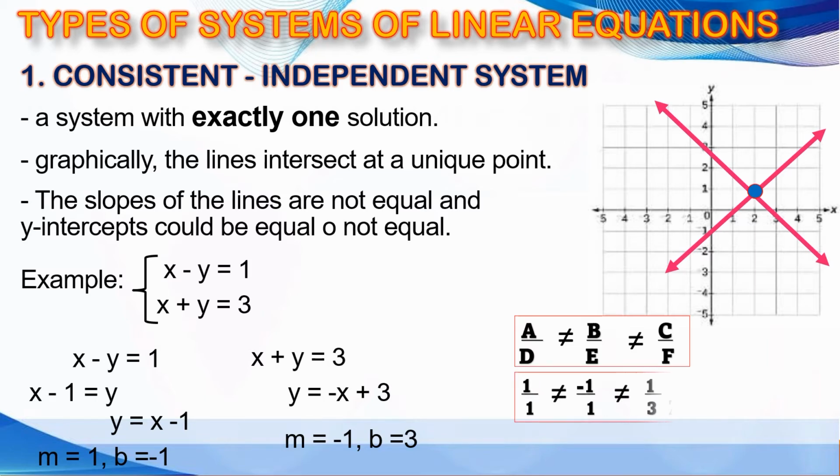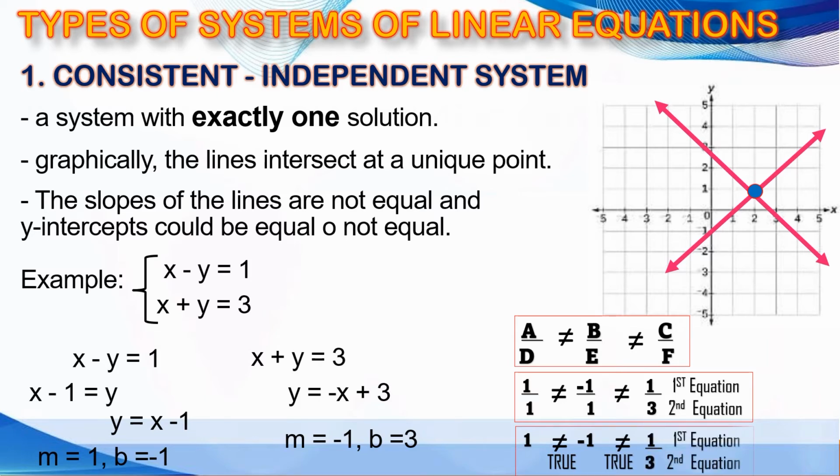So A, which is the coefficient of x for the first equation, is equal to 1. For B, we have negative 1, and for C, we have 1. For the second equation, D is 1, E is 1, and F is equal to 3. So, finding the quotients, we have 1 divided by 1 is 1, negative 1 divided by 1 is negative 1, and 1 divided by 3 is 1/3.